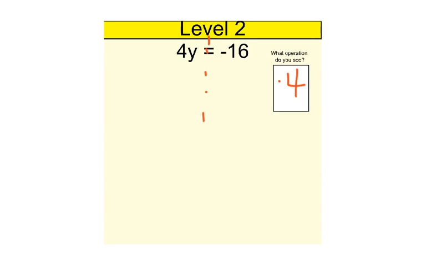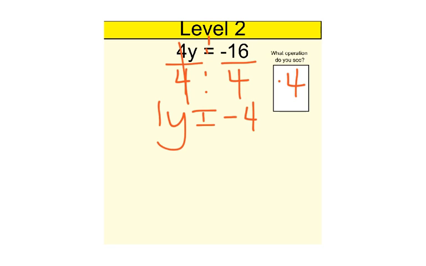Okay, so now that I've got that times 4, I'm going to draw my little force field here, and I'm going to say, well, what is the opposite of timesing by 4? Oh, it's dividing by 4. Now, I like to write it as a fraction line. It makes me happy. Okay, and 4 divided by 4 is 1, so I have 1y, which is what I want, is equal to negative 16 divided by 4. That is negative 4. Now, do I need the 1? No, so my best answer is y equals negative 4.